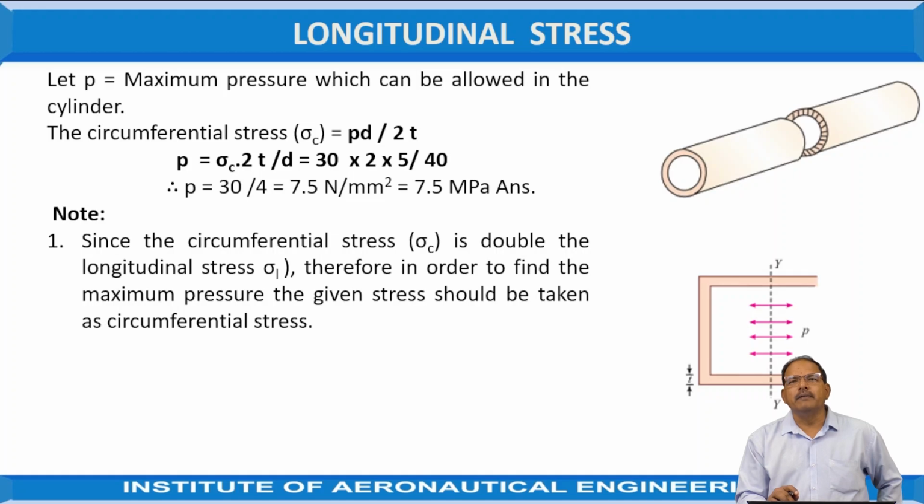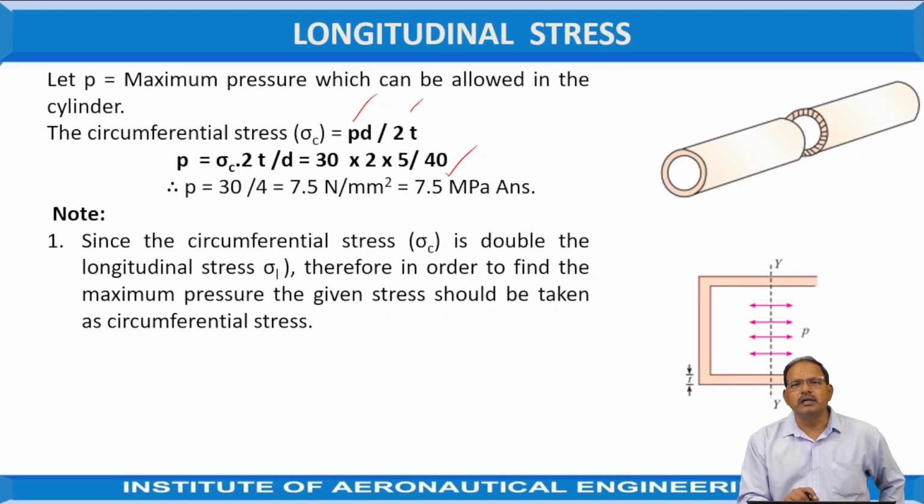Let P represent the maximum pressure which can be allowed in the cylinder. The circumferential stress is equal to PD by 2T, so P is equal to sigma C into 2T divided by D. From this relationship we get P equal to 7.5 megapascal or 7.5 Newton per mm square. This problem is most useful for the design of air pressure, that is, how much maximum pressure can be allowed, or the thickness of the material that should be used for making that particular shell.